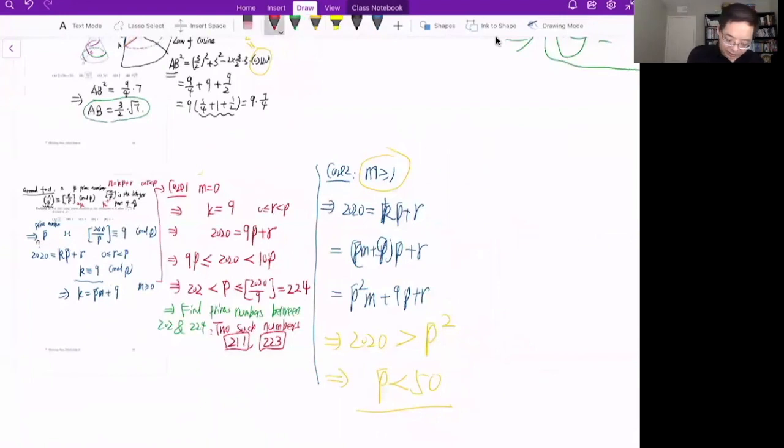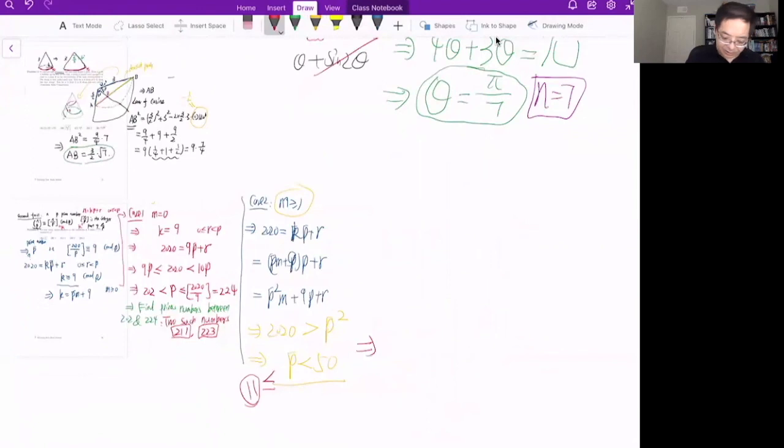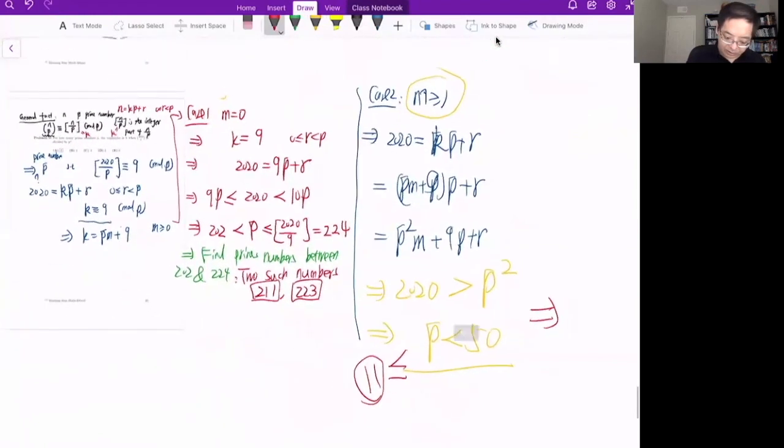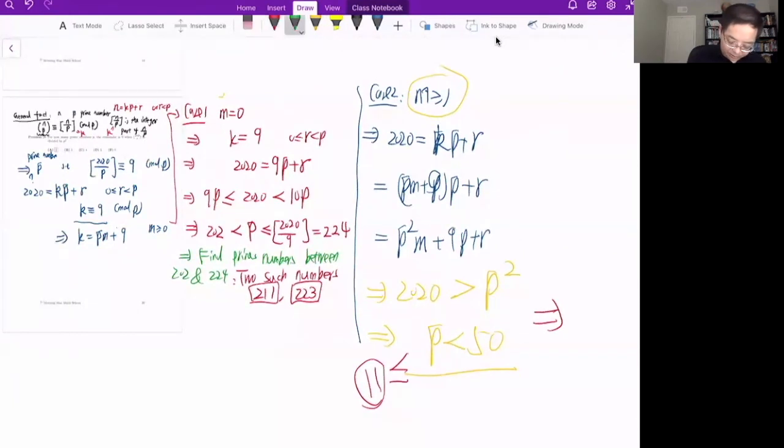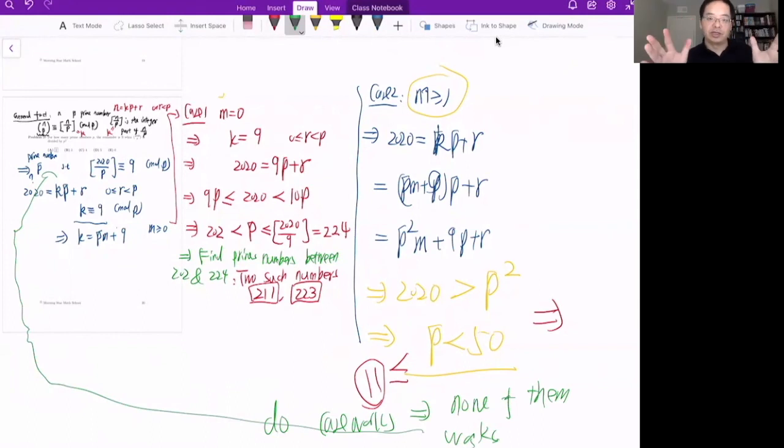And meanwhile, p has to be no less than 11. So what we do is we just check. Because there are not many such numbers between 11 and 50, we just do case work to find that none of them works. I look at all the prime numbers between 11 and 50. There are 10 such prime numbers. You check one by one, and you find none of them works.